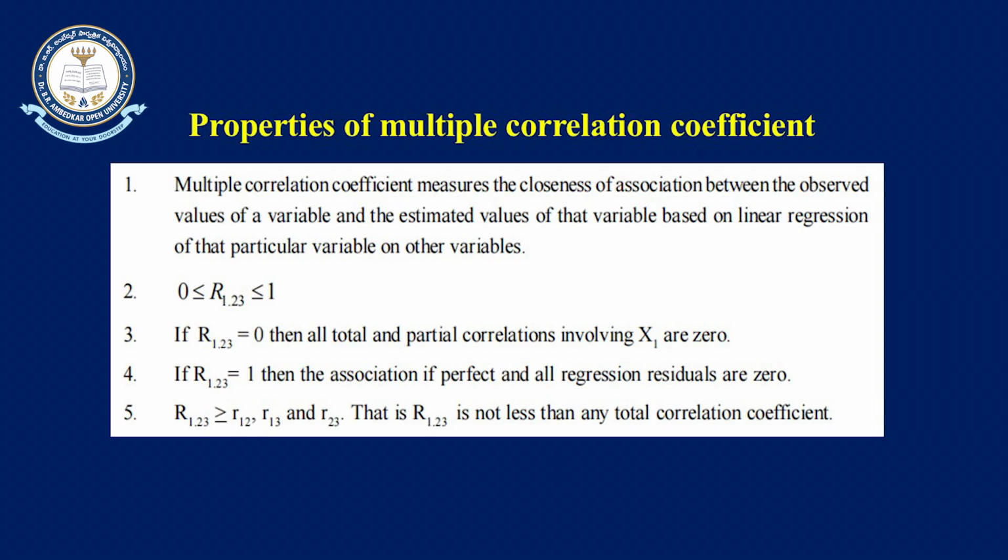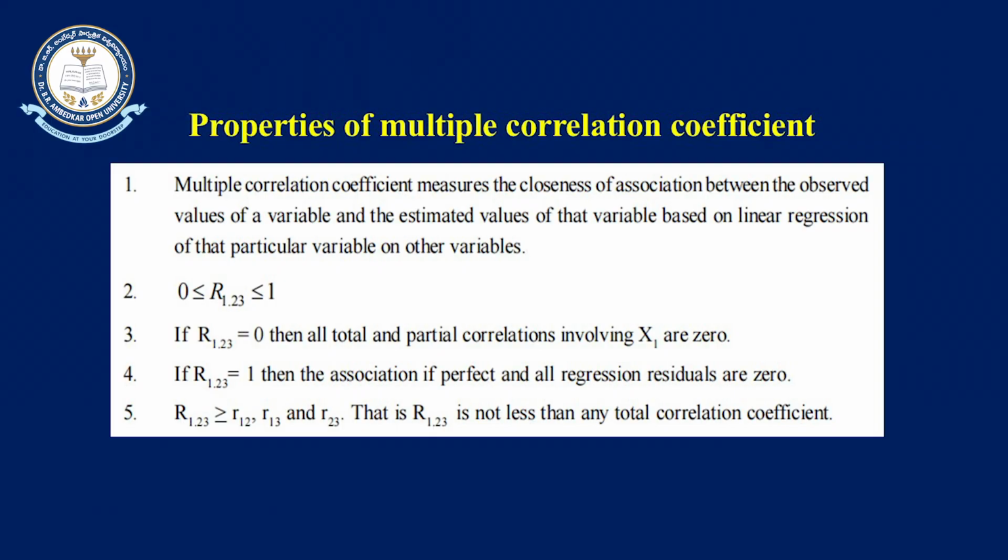Second, when we identify R1.23 and R2.13, it must be between 0 and 1, because the correlation coefficient must lie between 0 and 1, that is 0 less than or equal to R less than or equal to 1. So, it lies between 0 and 1 only. R1.23 equal to 0 means the x1 variable does not depend on the second and third variables. In such a scenario, the correlation coefficient is equal to 0.